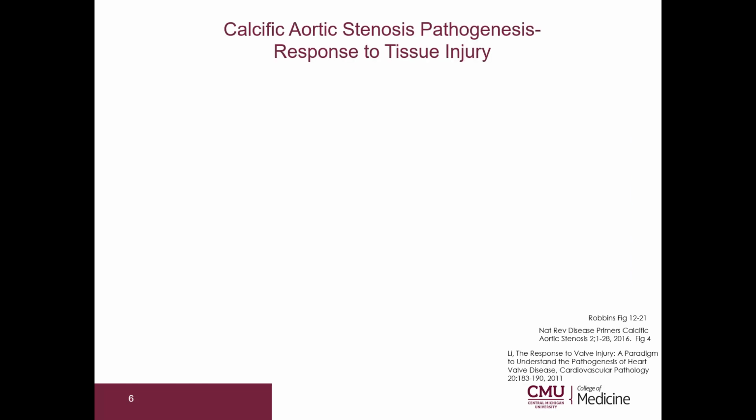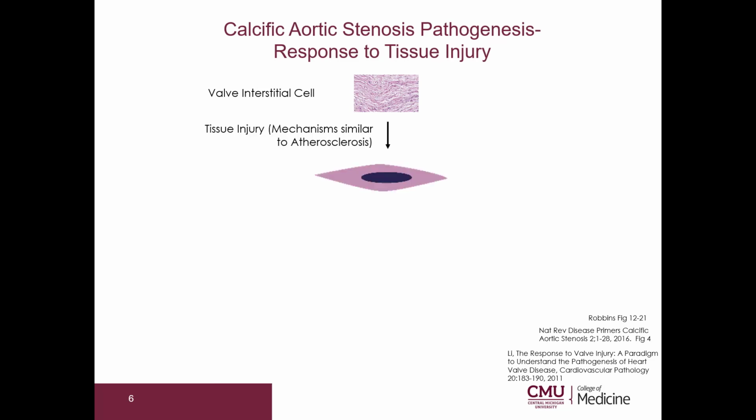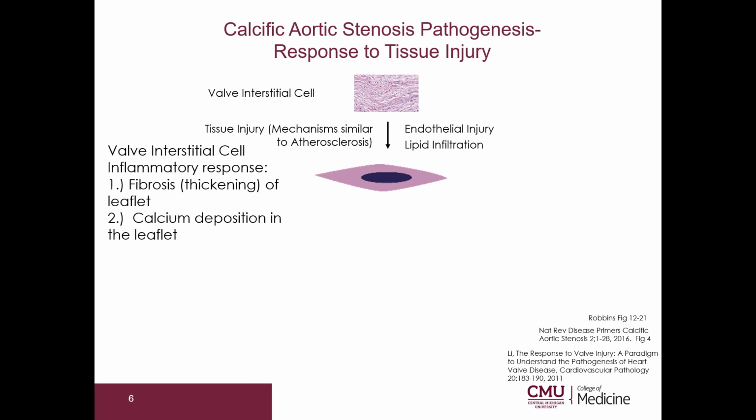Now I want to discuss calcific aortic stenosis pathogenesis, which is a response to tissue injury. Here again is our valve interstitial cell. When there is tissue injury with mechanisms similar to atherosclerosis, including endothelial injury and lipid infiltration, the valve interstitial cell will respond by causing fibrosis and calcium deposition in the leaflet.